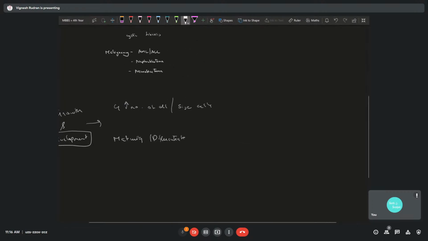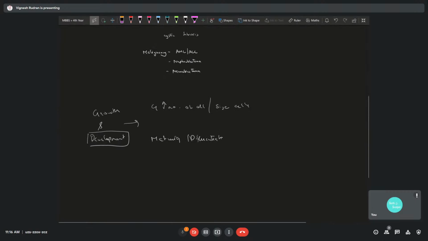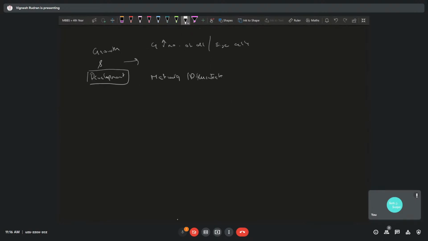So there are various parameters for growth. The most important ones are your weight, your height, your head circumference, your chest circumference, and your mid arm circumference. These are all the various measurements you will be looking at in a child to comment on his or her growth.